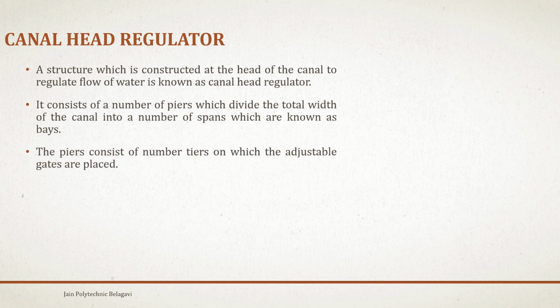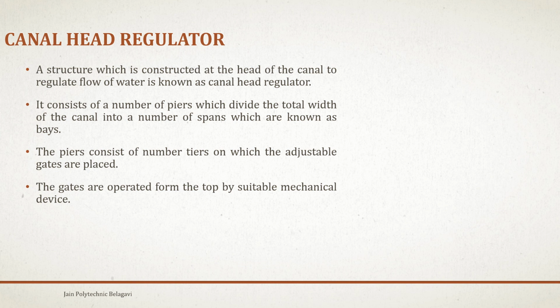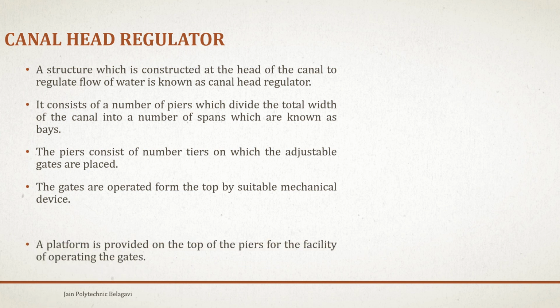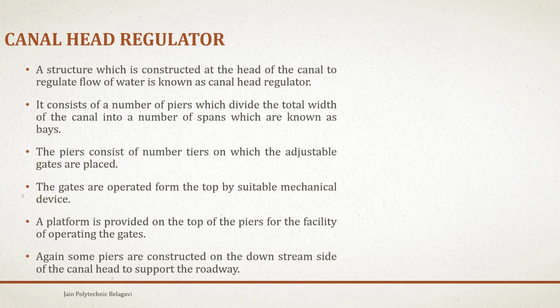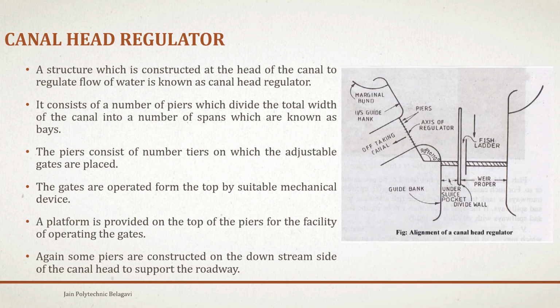The piers consist of a number of tiers on which the adjustable gates are placed. The gates are opened or operated from the top by suitable mechanical devices. A platform is provided on the top of the piers for the facility of operating the gates. Again, some piers are constructed on the downstream side of the canal head to support the roadway. This is a typical figure for the alignment of a canal head regulator.